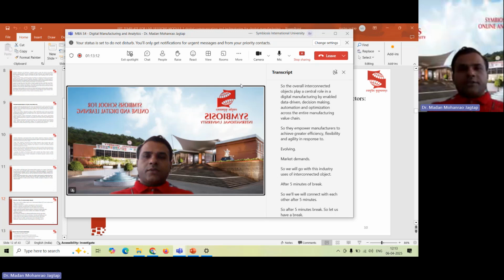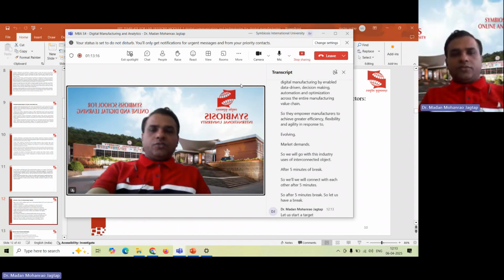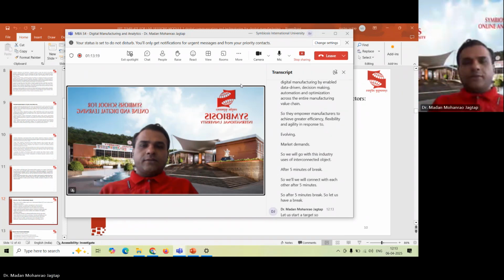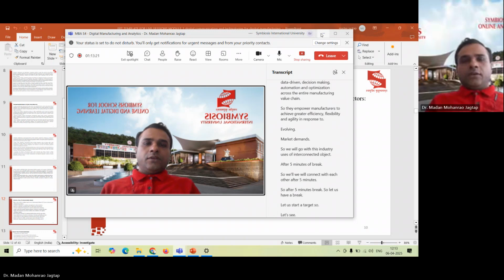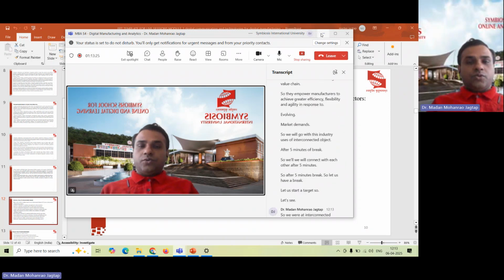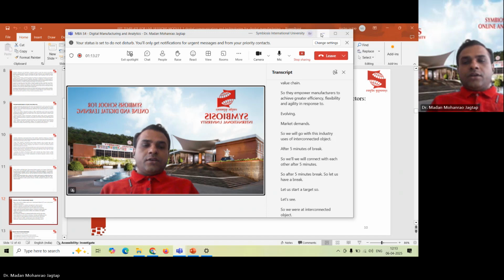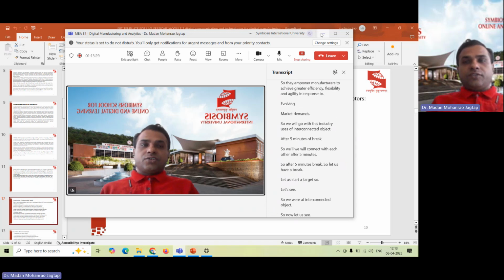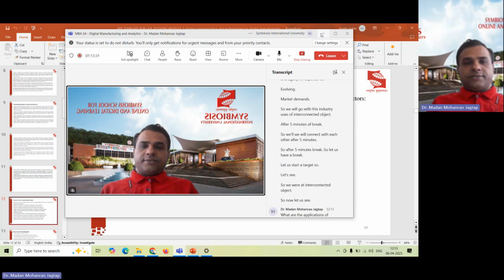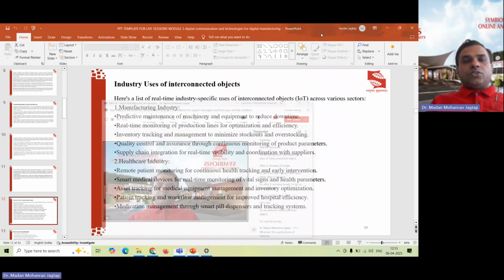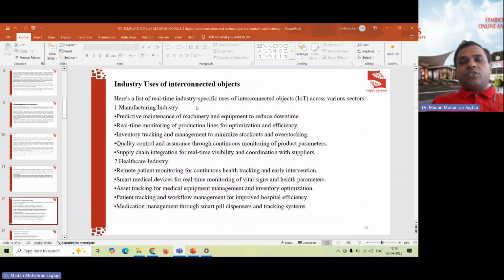Let us start again. So we were at interconnected objects. Now let us see what are the applications of interconnected objects. Industry uses of interconnected objects. First, here is the list of real-time industry-specific uses of interconnected objects across various sectors.